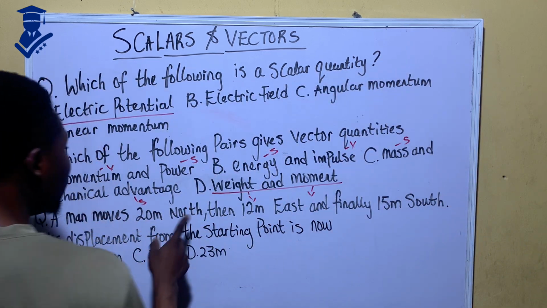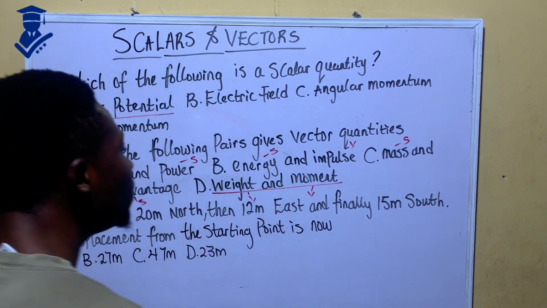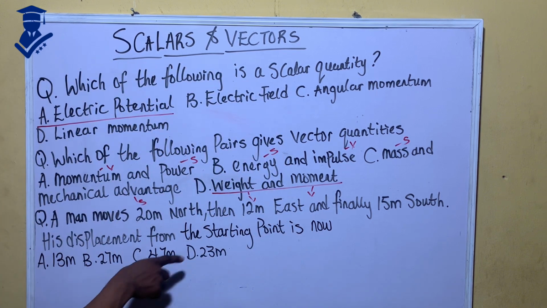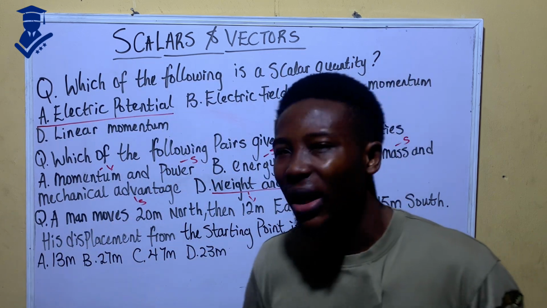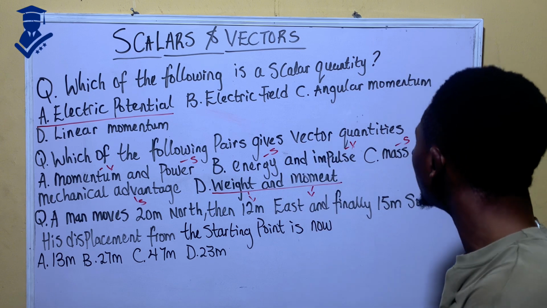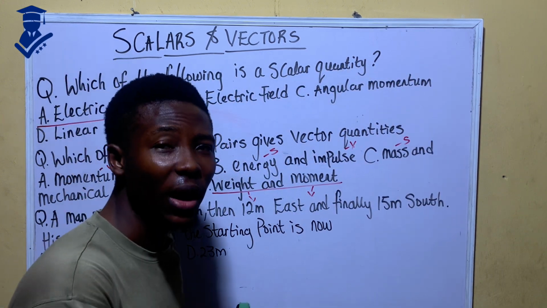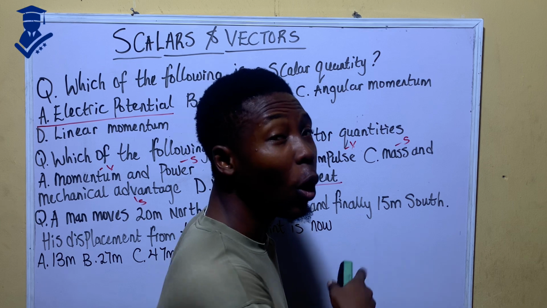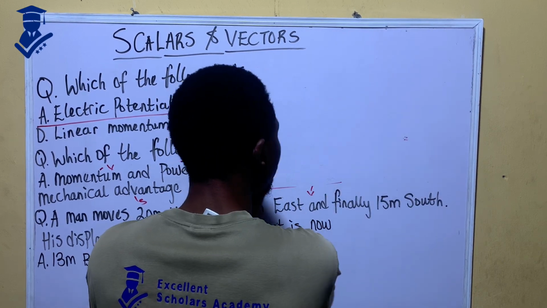A man moves 20 meters north, then 12 meters east, and finally 15 meters south. His displacement from the starting point is now? Let's see how we can solve this question. Please take note of this because I'm about to rub it off so that we can solve this question. You can take the video back, or you can pause it and write it. So let's look at this question together.